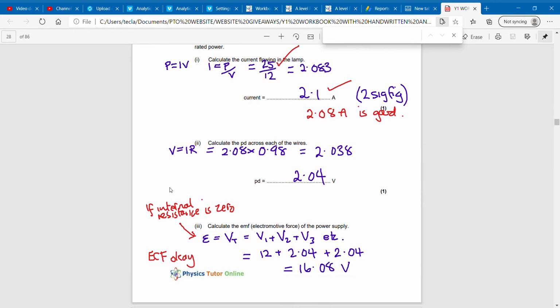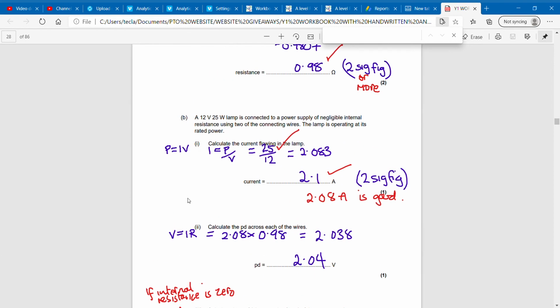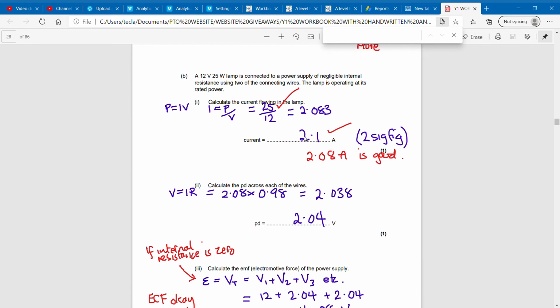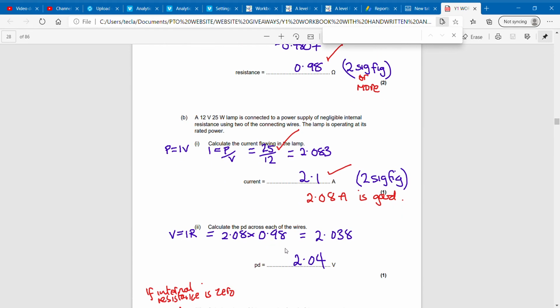B part 2, calculate the potential difference across each of the wires. So this time using V equals I times R. And we know the current, we've just calculated it, and we know the resistance as well, we've calculated that. So this is an example of where we're using previously calculated values, so you can carry the error forward. The mark here is for using the values that you've calculated and multiplying them together. So V equals I times R, current times resistance. 2.08 times 0.98 equals 2.038 or 2.04 volts.